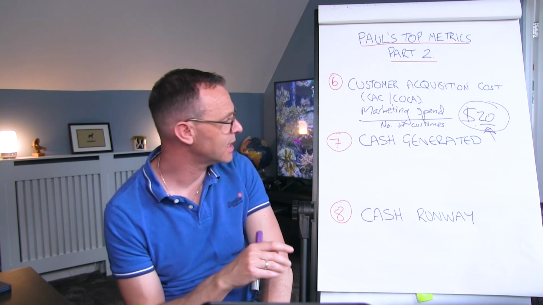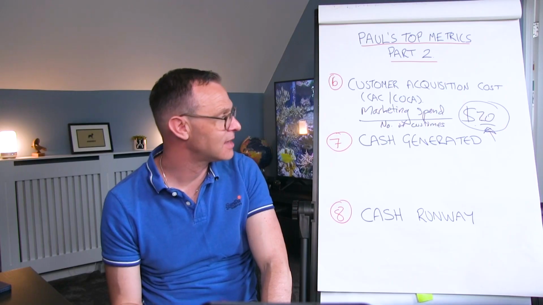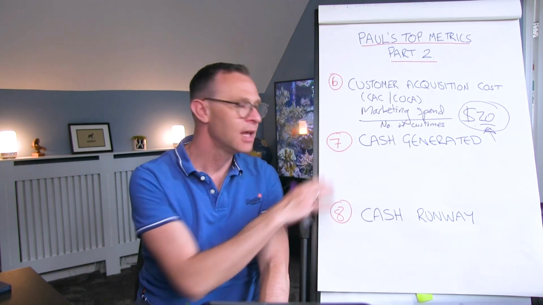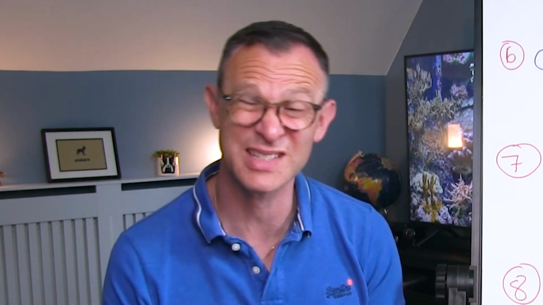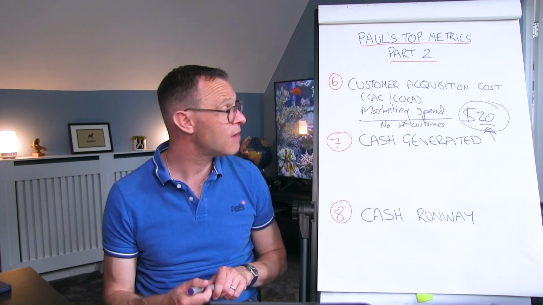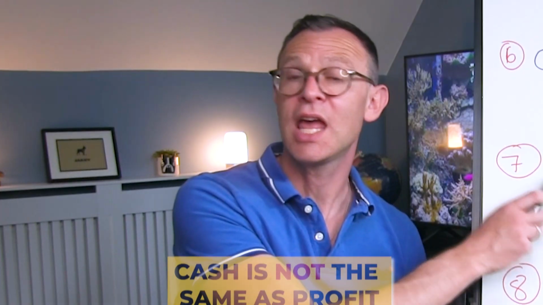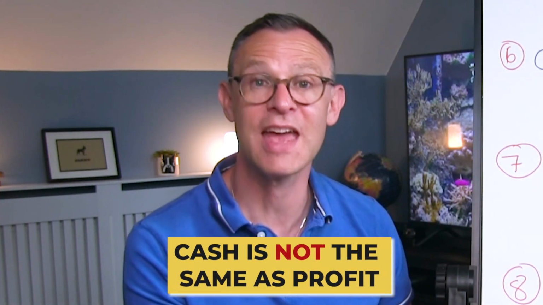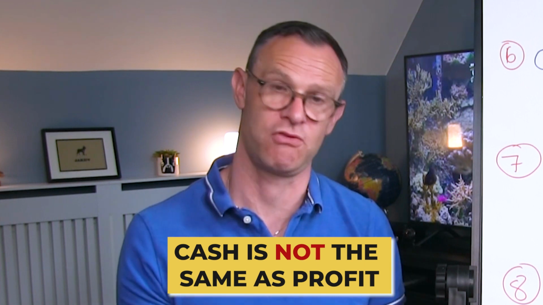Okay, that's metric 6. Metric 7, cash generated, and let's see how this generates on a monthly basis. Now, I know you're thinking, well, yeah, obviously, well, I kind of know. Well, I would like to say, do you? Because just bear in mind, cash is not the same as profit. They can be very, very different.